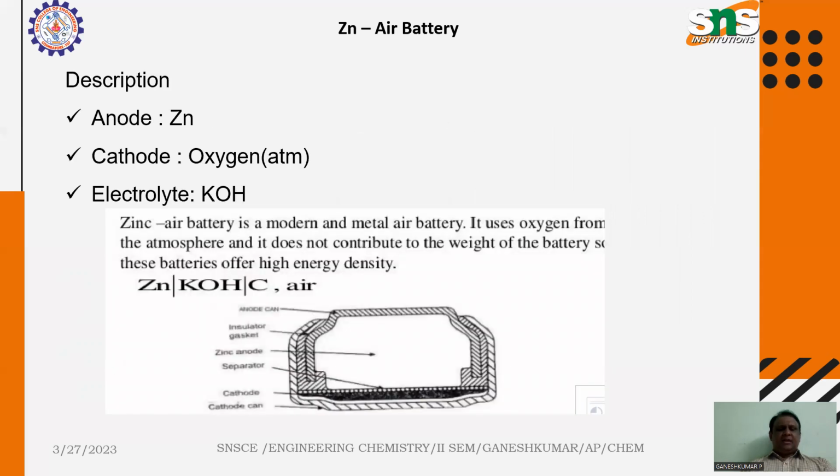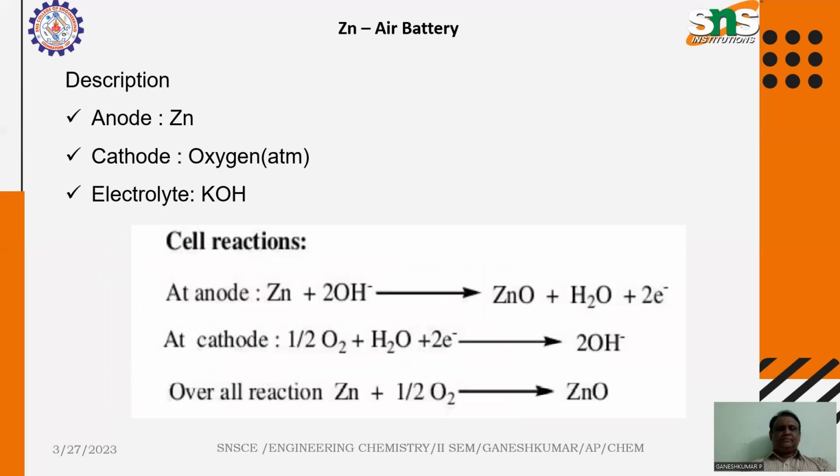So this is a diagram. In this diagram, the lower end, the black surface, is a porous carbon area through which the oxygen enters. And the upper surface is the anode, which is made up of zinc. Between these, potassium hydroxide electrolyte is kept. The typical reaction is this. Zinc undergoes oxidation, gives electrons, and oxygen at the cathode absorbs these electrons, undergoing a reduction. And the overall reaction is zinc plus half O2 gives zinc oxide.